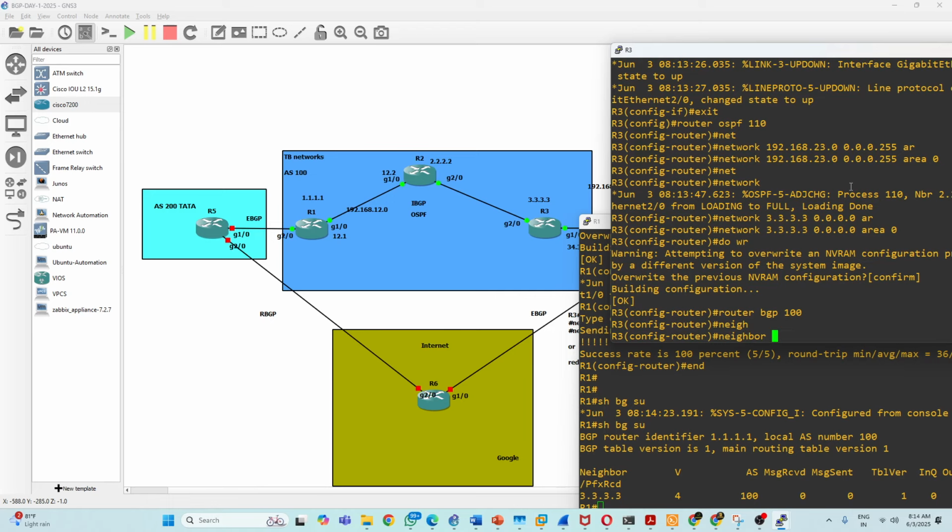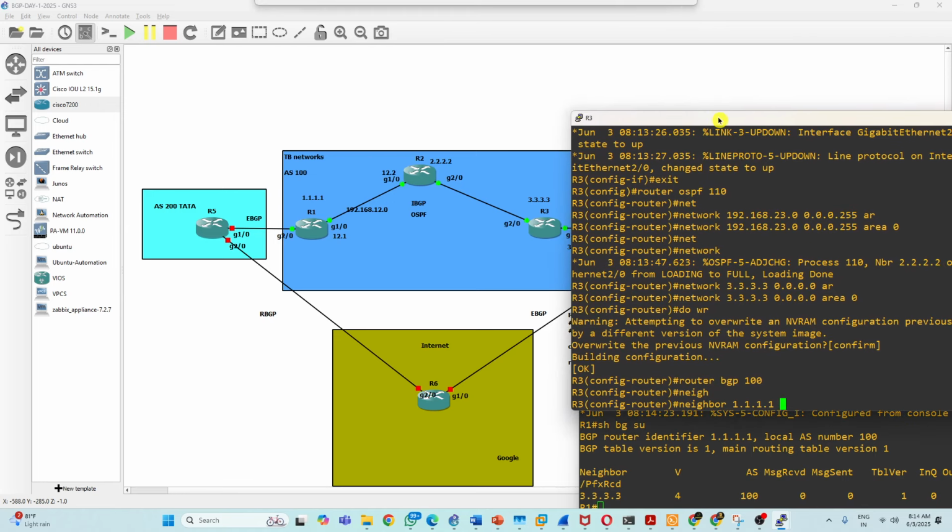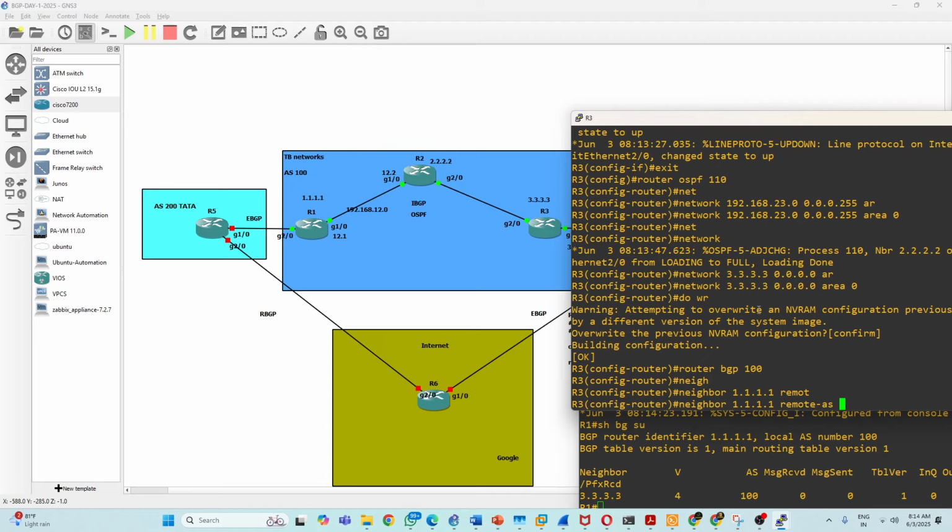What is the neighbor? Now here it's indirect, right? We are giving 1.1.1. Guys, are you getting my point? I'm configuring a BGP neighbor on R3. Who is the R3 neighbor here now? 1.1.1.